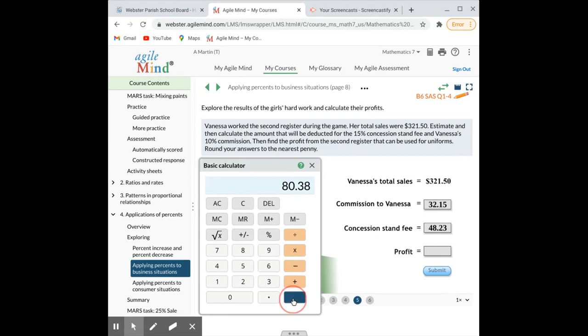What are we going to get, Rachel? You would get 241.12. There it is. Good. Great job. Where did you get the 80? How did we get 80, Rachel? What'd you do? You added your commission plus your concession stand fee. So 48.23 plus 32.15 gave us the $80 and however many cents.